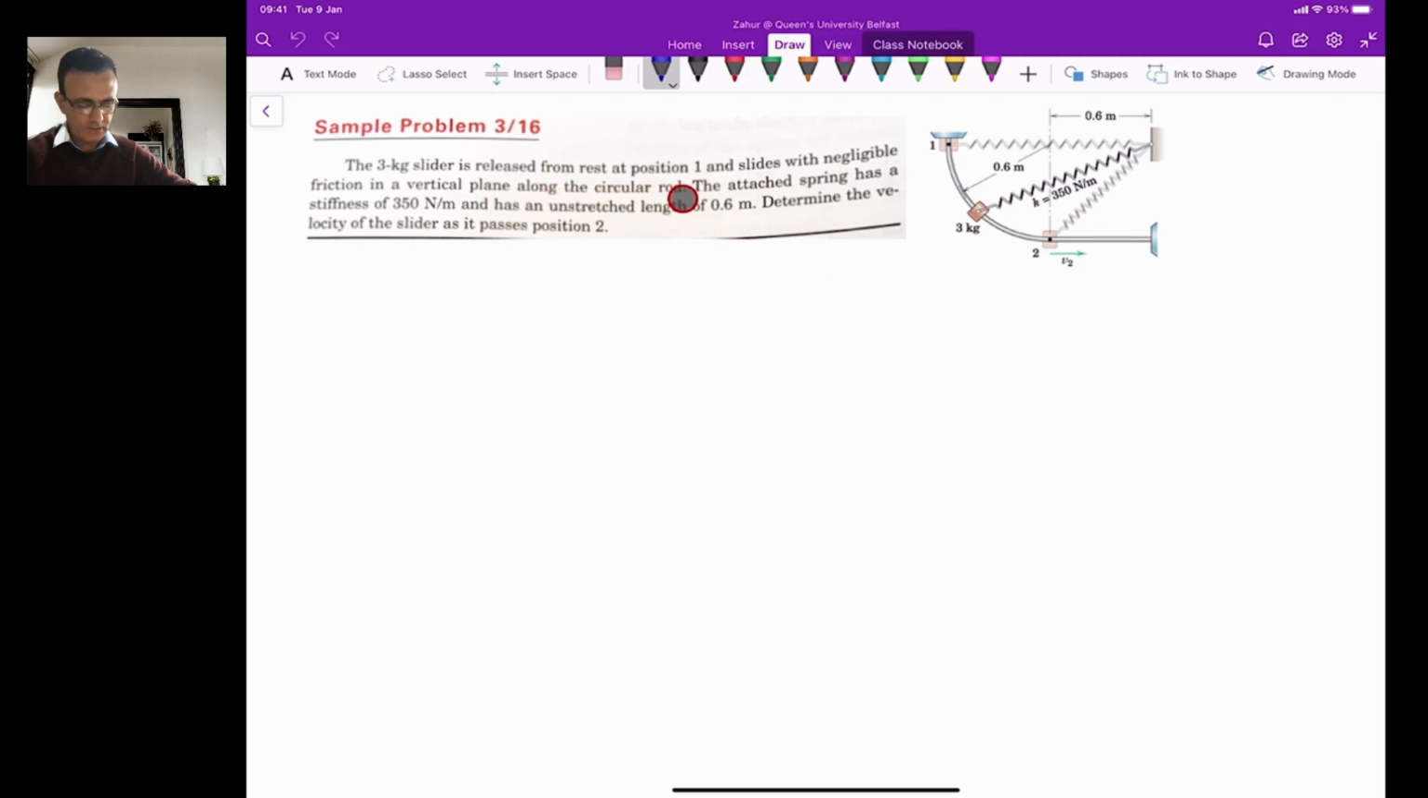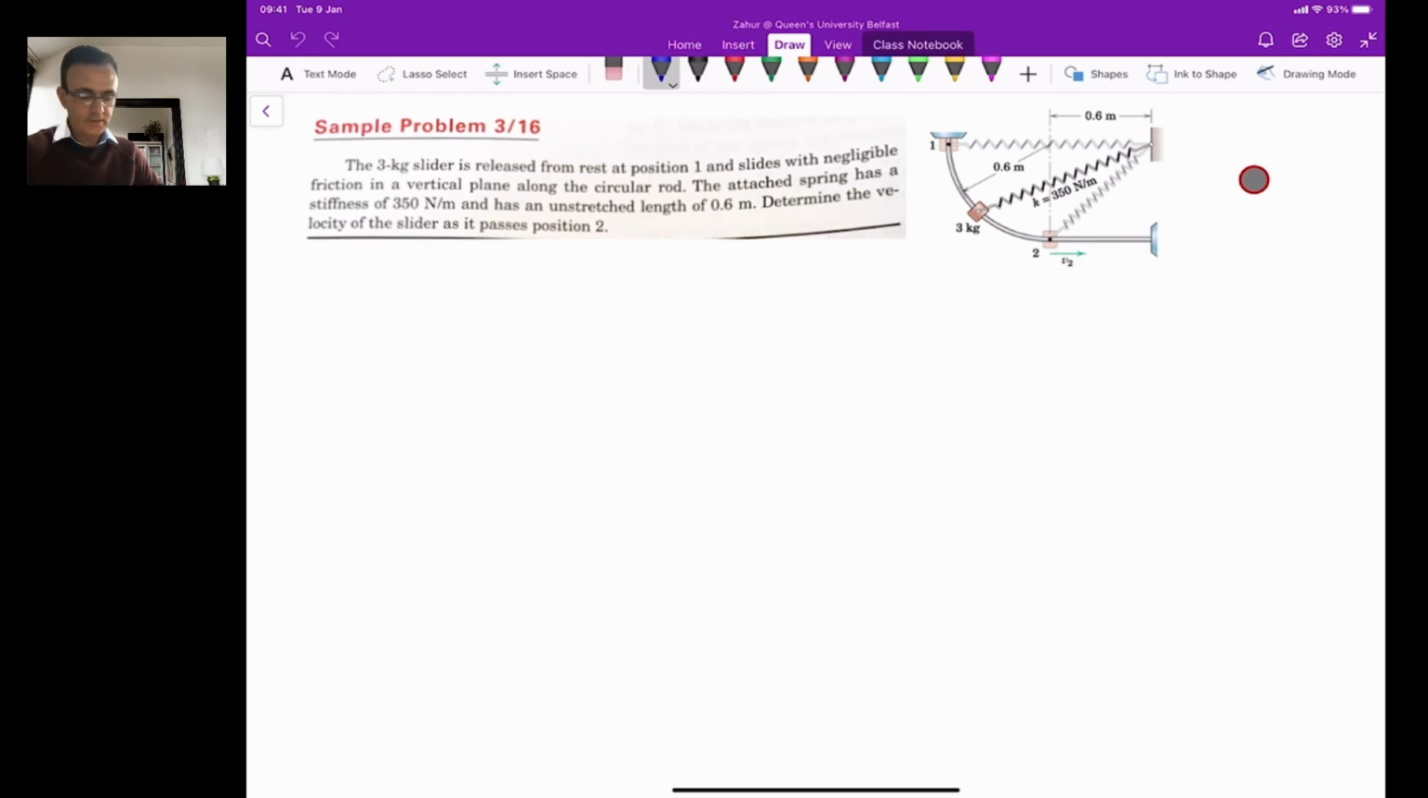Along the circular rod, the attached spring has a stiffness of 350 Newton per meter. So the stiffness of the spring is given, which is 350 Newton per meter, and has an unstretched length of 0.6 meter. So the unstretched length of the spring, when there will be no force, is 0.6. So determine the velocity of the slider as it passes position 2. We need to calculate the velocity, this v2 of the slider, when it reaches this position 2 here.